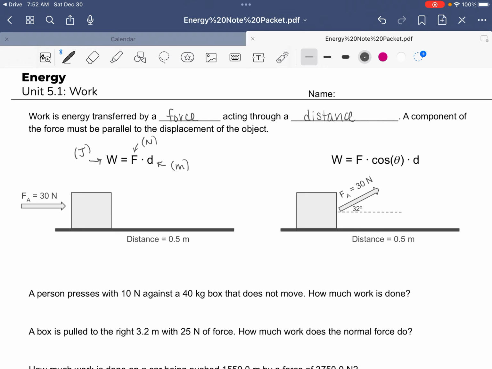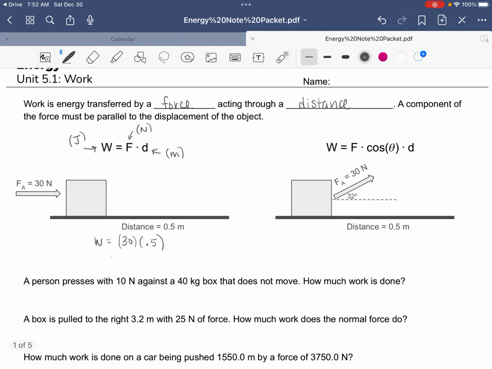Here we have a box that has an applied force of 30 newtons and it has moved a distance of 0.5 meters. So we're going to find the work that was done by this force. Work is equal to our force, which is 30 newtons, times our distance of 0.5. So we're going to have 15 joules, but we only need 1 sig fig, so 20 joules of work.